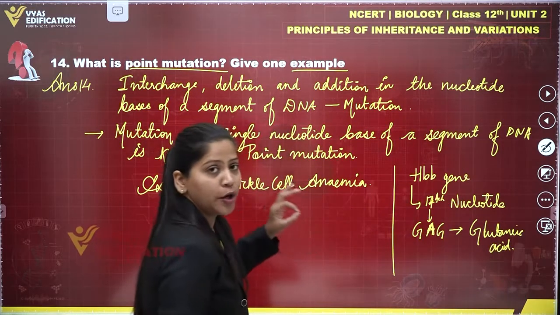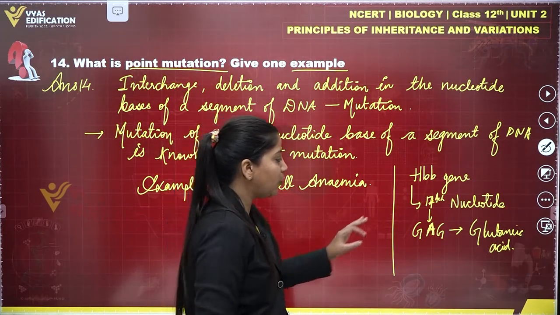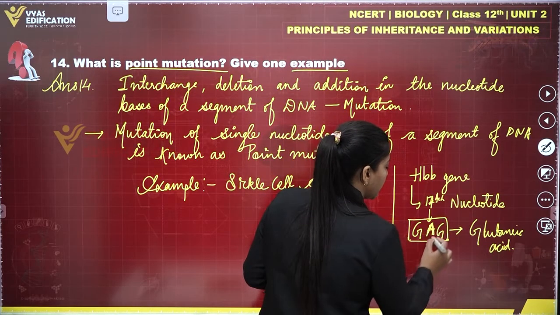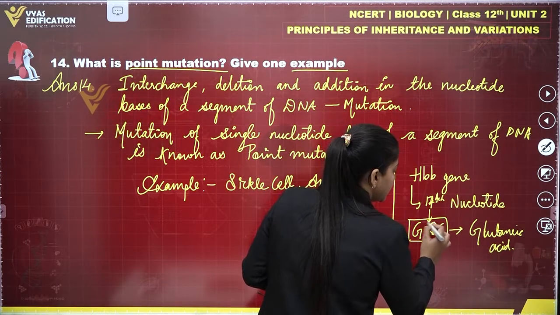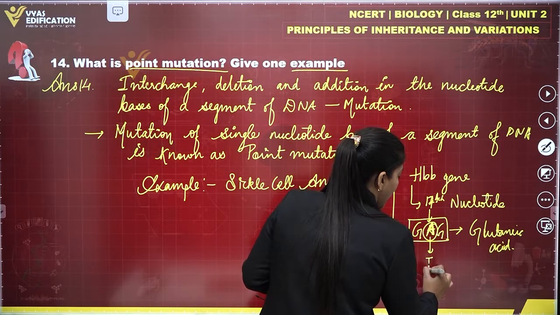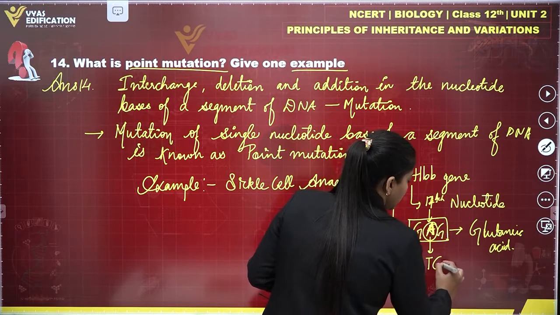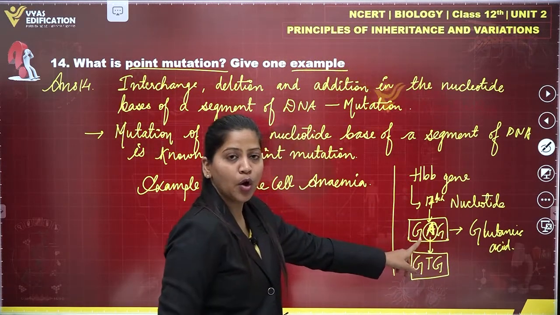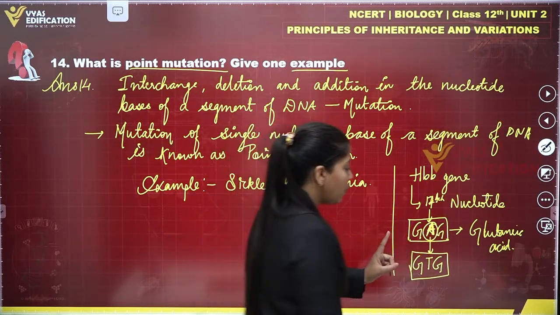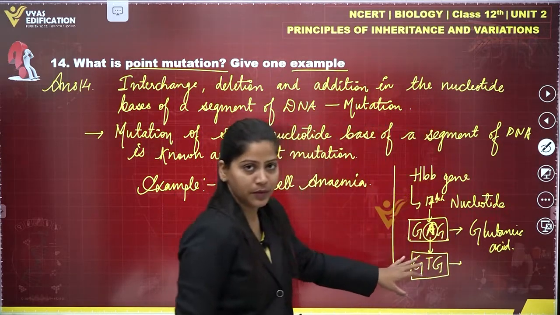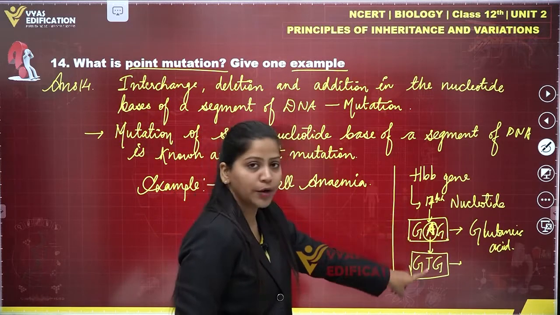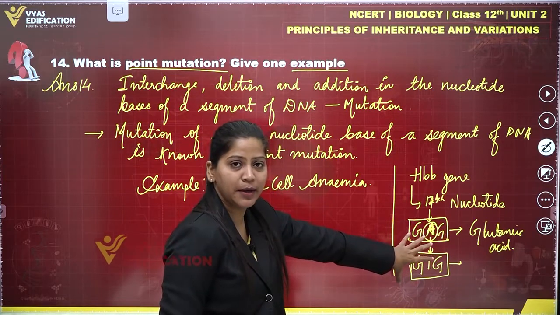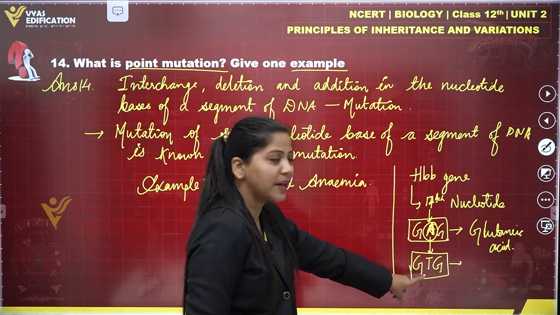And when point mutation occurs in an individual, what happens? This normal codon GAG has its A replaced by T, making the codon GTG. Now point mutation has occurred. The interchange of one nucleotide base has happened in a segment of DNA. A is replaced by T.